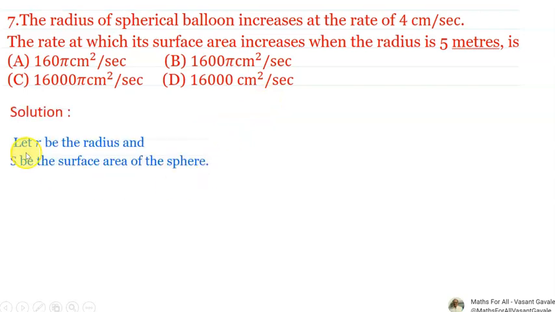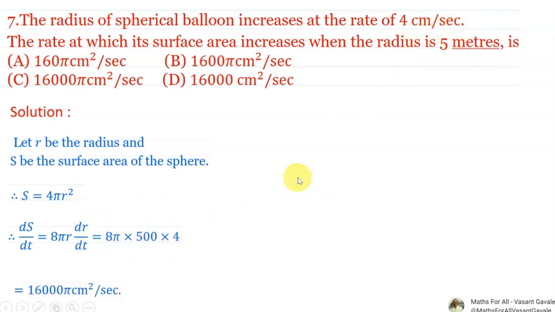Now the solution. Let r be the radius, S be the surface area of the sphere. S equals 4 pi r square, dS upon dt is 8 pi r into dr upon dt. Therefore 8 pi, and substitute the value of r as 5 meters, which means 500 centimeter, dr upon dt is given as 4. After simplification you will have 16,000 pi centimeter square per second, and hence option C is correct here. Okay, next example.